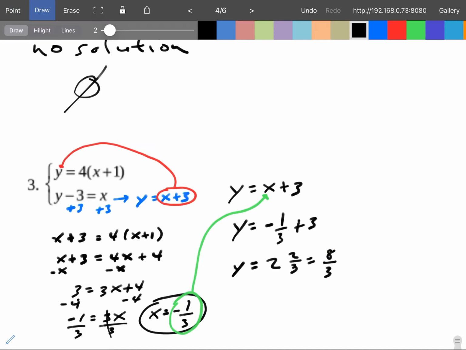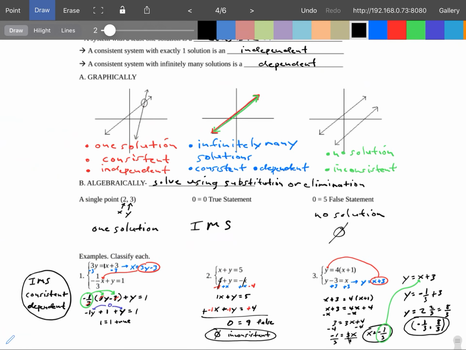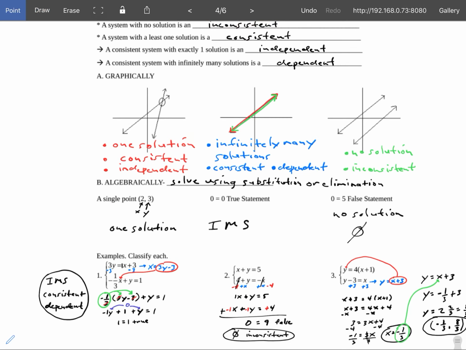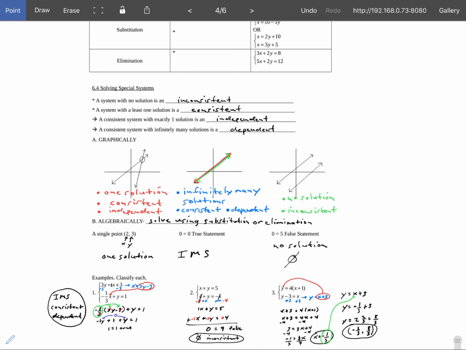So then if you wanted to, you could write down your ordered pair. Your x would be negative 1/3, and your y would be 8/3. So that would be your solution right there. But again, that's not what we're supposed to do. We're supposed to write down that there is one solution, so then it's consistent and independent. That's what the directions mean when it says classify right here.